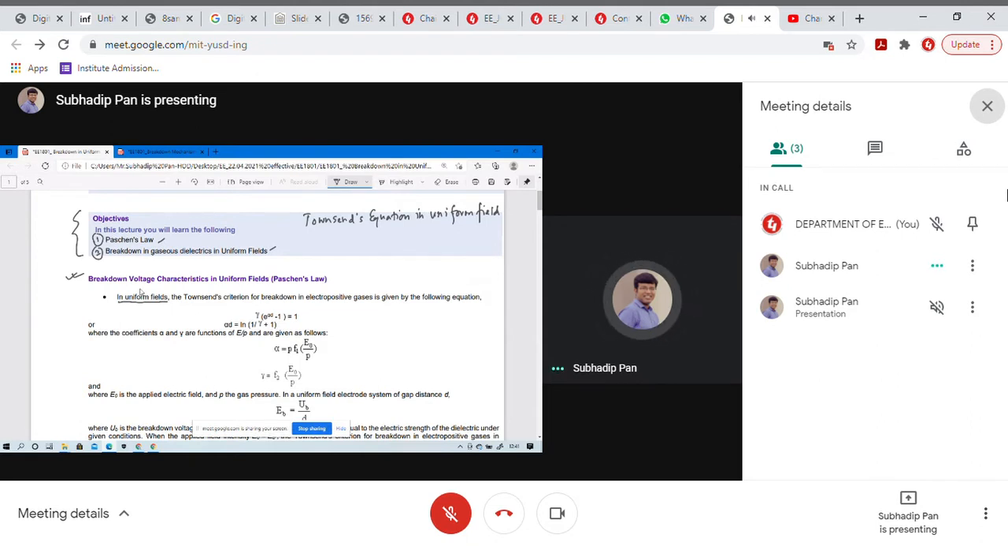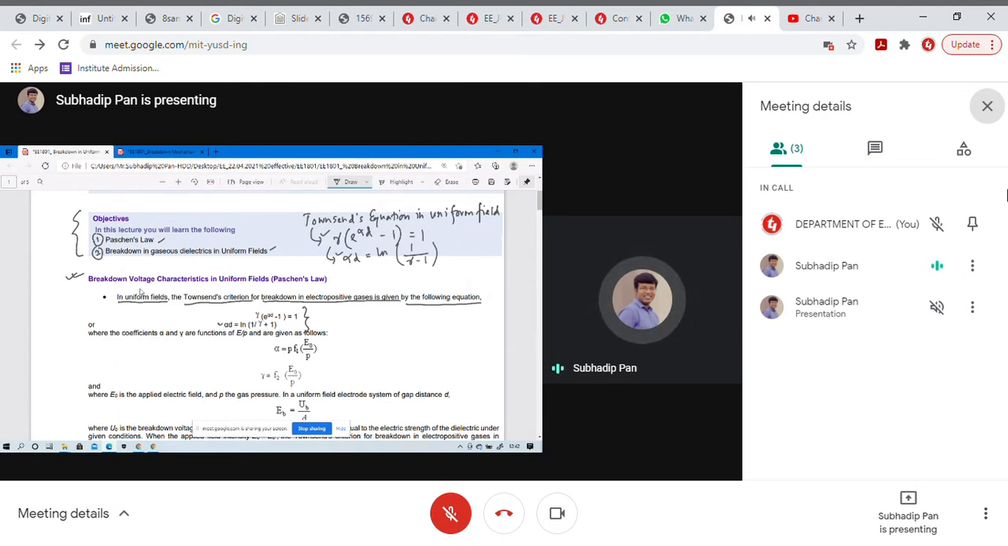Okay, so my equation will be lambda times e to the power alpha d minus 1, which is nearly equal to 1. From there we can say that alpha d is actually the log of 1 divided by lambda plus 1. These are the two equations from the Townsend criterion for the breakdown of an electropositive gas. If we simplify this equation, we will get this equation, right?